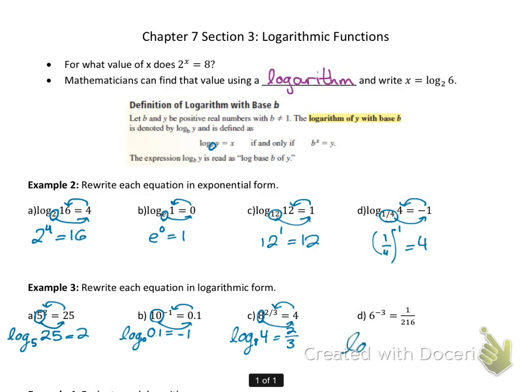For D, we have log. My base is 6, so we have a little 6. We're taking the log base 6 of 1/216. Yes, you can do the same thing with a fraction. And that equals negative 3. So it's very easy to go from one to the other and from another to another. Okay, so you can go back and forth because they're inverses.